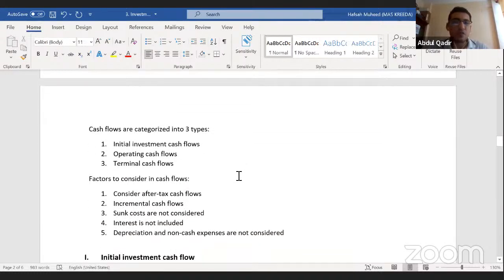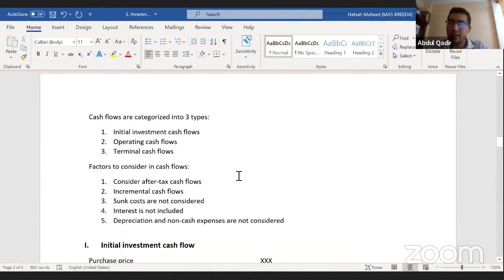Right? So cash flows are divided into three categories. One is the initial investment, probably in year zero, most of it. Then the second one is operating cash flows. That means during the lifetime of the project. And finally, the third one, the terminal cash flow, which means at the end of the project, what are the cash flows? So this is how they have divided all the cash flows of a project.